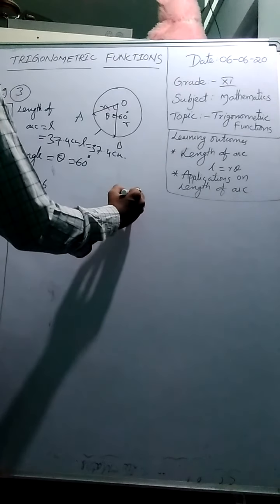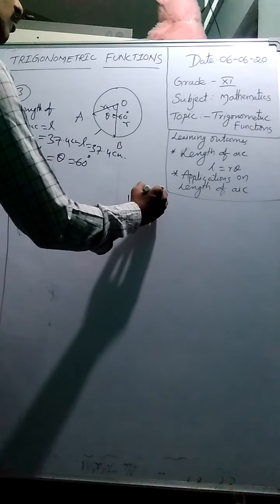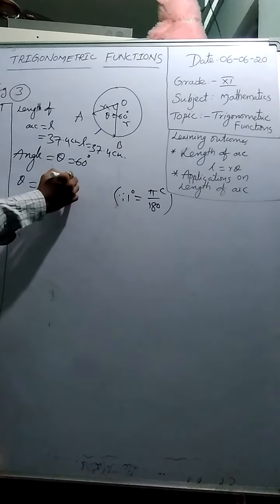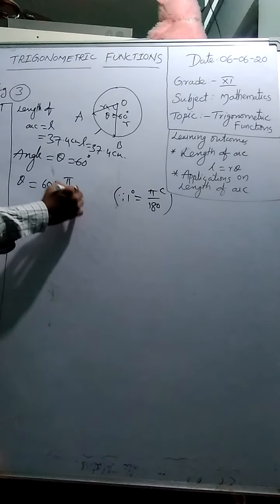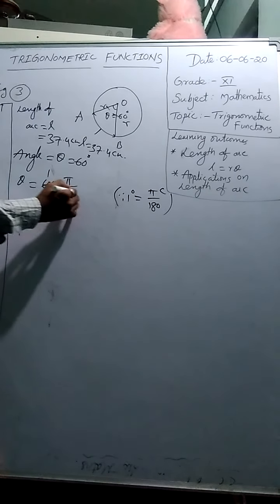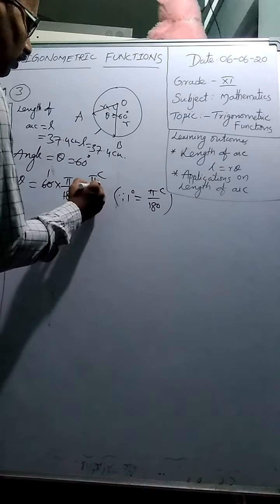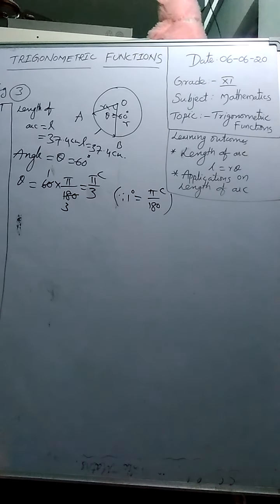First let us convert. We already know 1 degree is equal to pi by 180 radians. So we will use this. 60 degrees means 60 into pi by 180. Six ones are six, six threes are eighteen, so that is equal to pi by 3 radians. In this manner we will convert it into radians.